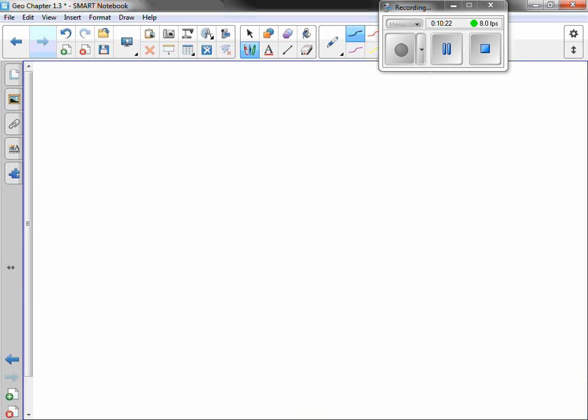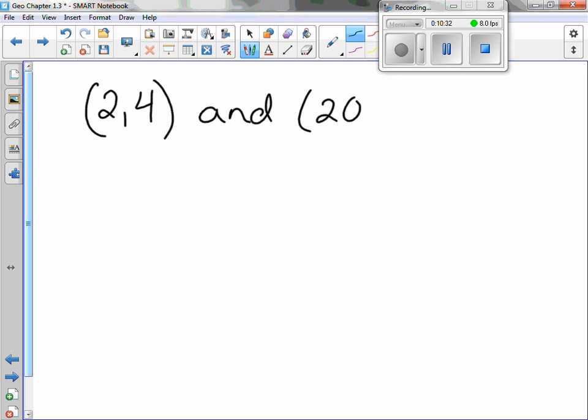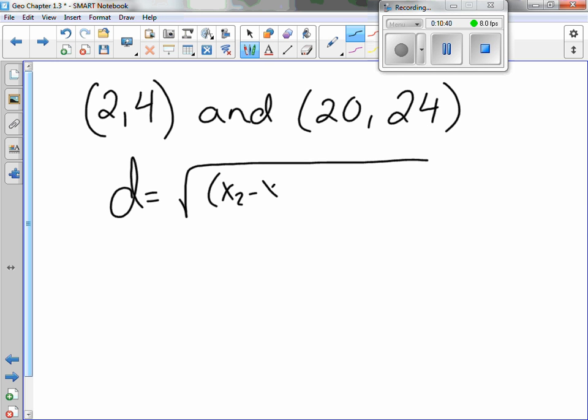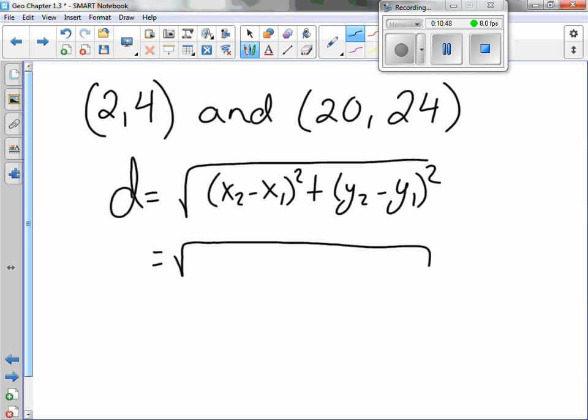I'm going to do one more because I want to do one more problem just because. So we want to find the distance between (2, 4) and (20, 24). So to do the distance here, we take the distance formula, which is our x2 minus x1 squared plus y2 minus y1 squared. So our x values for this here are 2 and 20, so we can do 20 minus 2 squared plus, our y values are 4 and 24, so we can do 24 minus 4 squared.